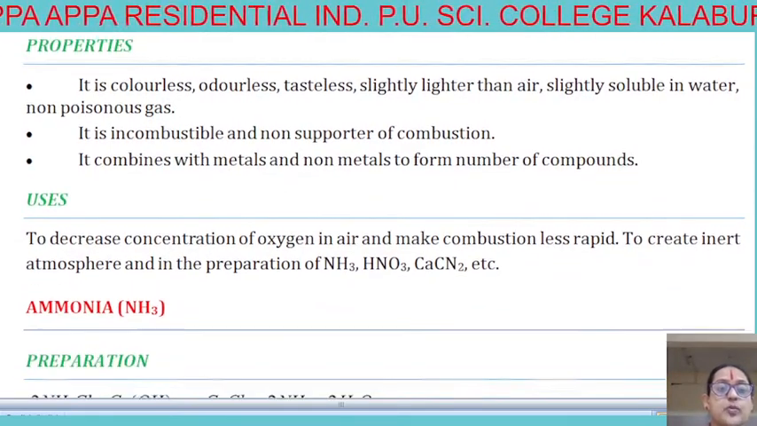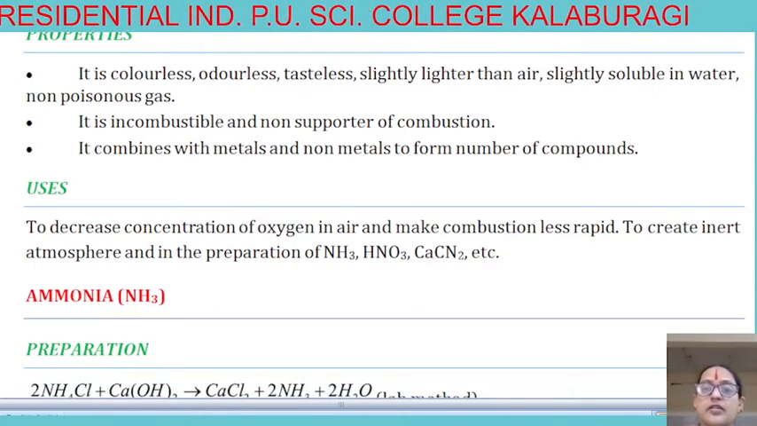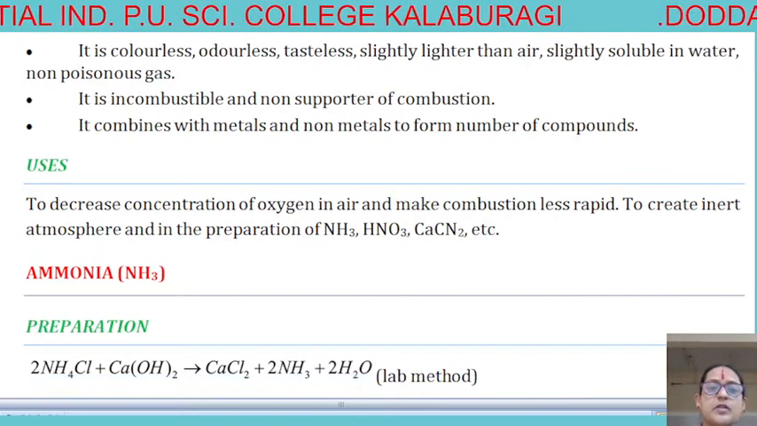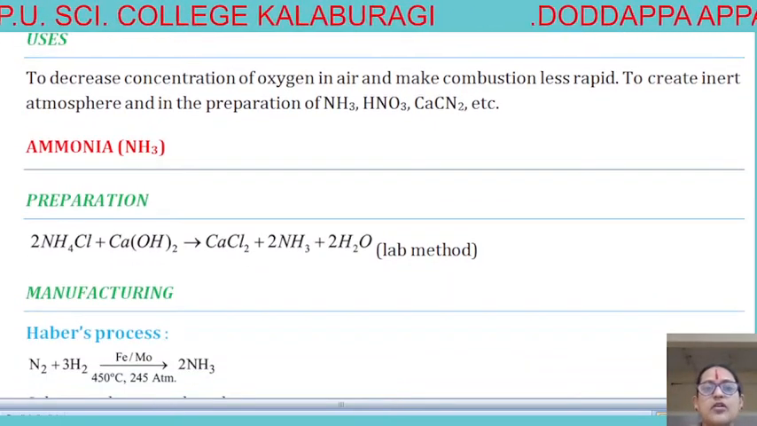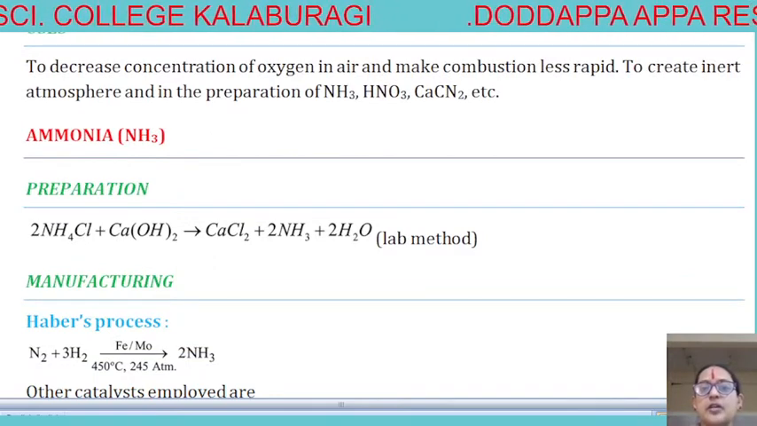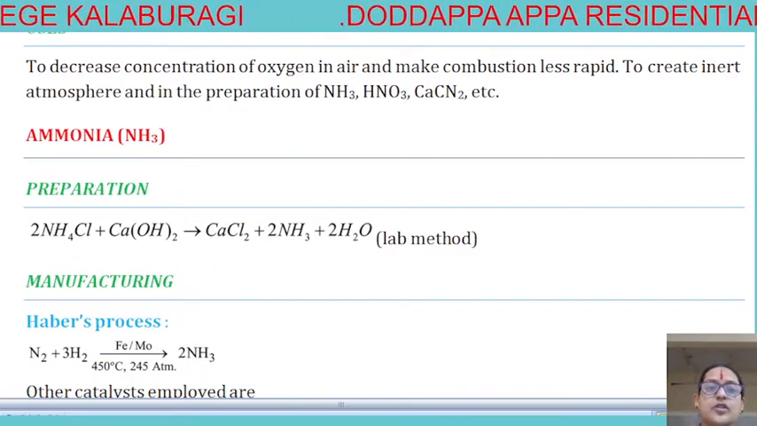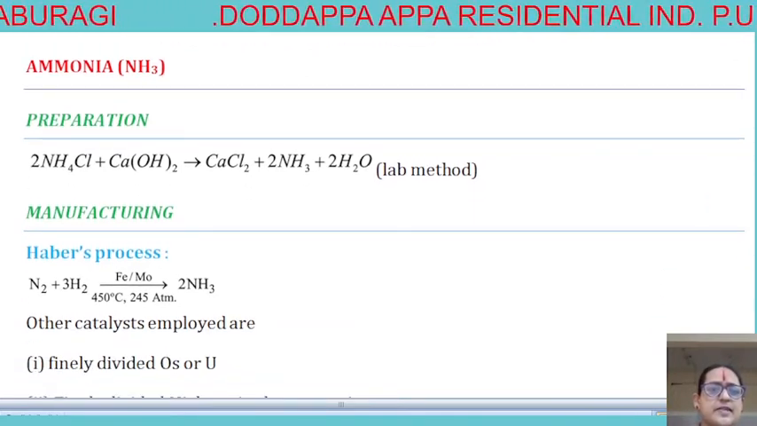We should know its properties. It is a colorless, odorless, tasteless, slightly lighter than air, slightly soluble in water, non-poisonous gas. It combines with metals and non-metals to form a number of compounds. Its uses: it dilutes the concentration of oxygen in air and makes combustion less rapid, creates an inert atmosphere, and is used in the preparation of ammonia, nitric acid, calcium cyanide.